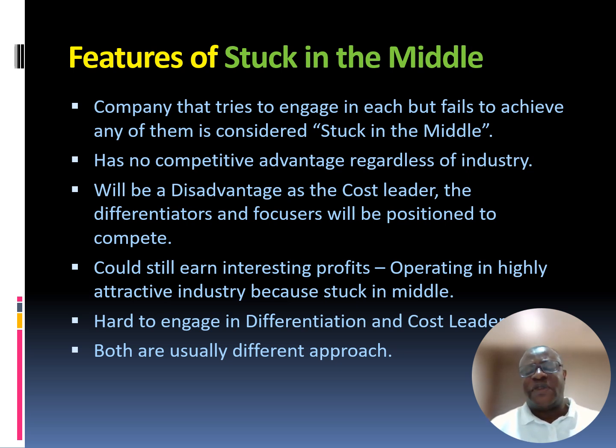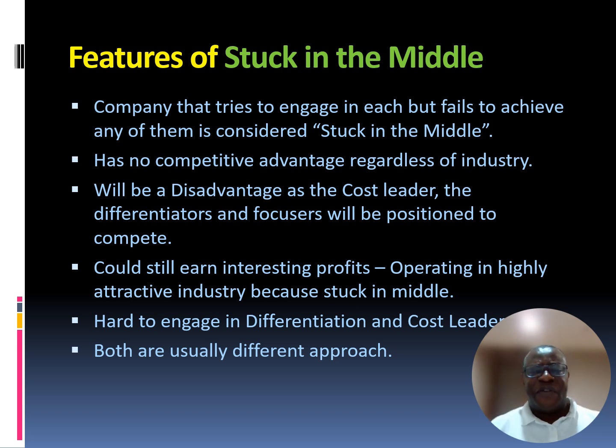And on differentiation, they are also not strictly highly differentiated. So they find themselves in the middle. You can use IBM as an example of a company that is stuck in the middle. In this case, they try to engage in each but fail to achieve any of them. So they are considered stuck in the middle. They have no competitive advantage, regardless of industry.